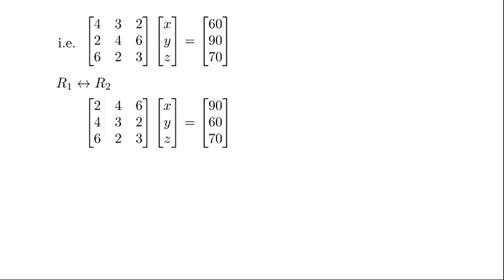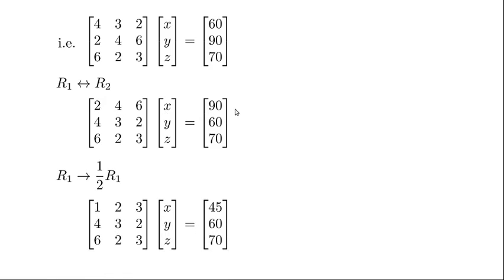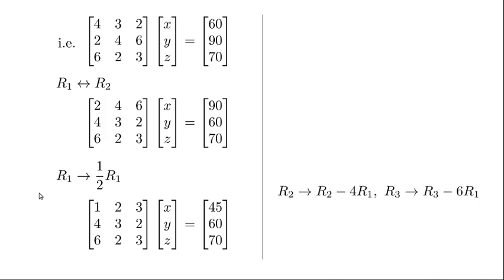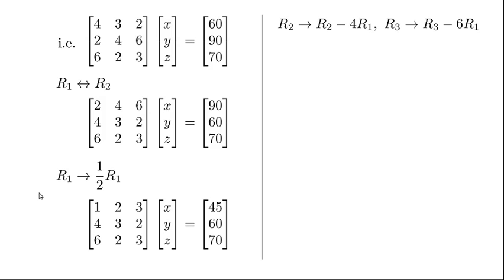And the reason behind this is I can easily divide this row by 2 so that every term is divisible by 2, so that I am just avoiding fractions. So R1 changes to 1 by 2 R1, that gives 1, 2, 3 in the first row in the left hand side and 45 in the right hand side. Now with the help of this one I can make these two elements zeros easily, and that is the reason for interchanging these two rows.